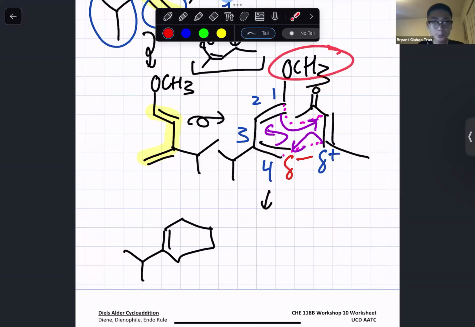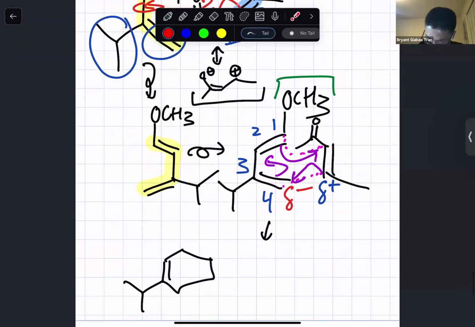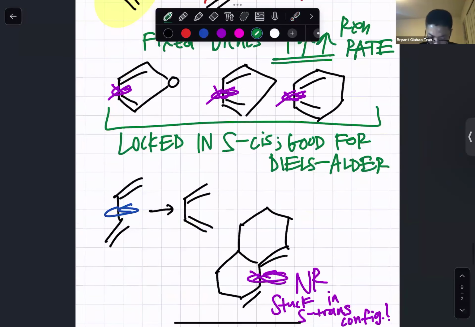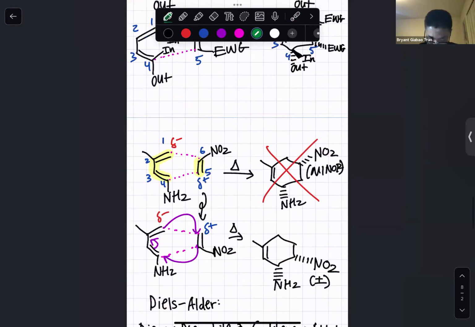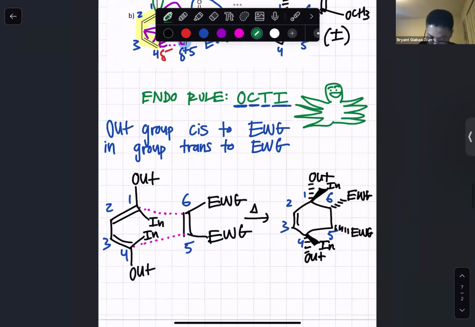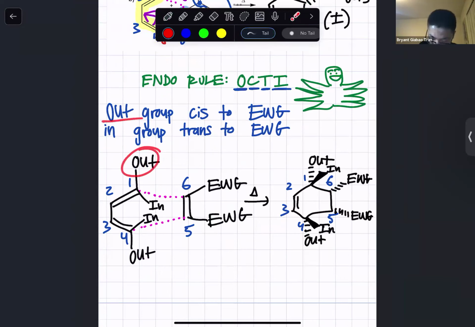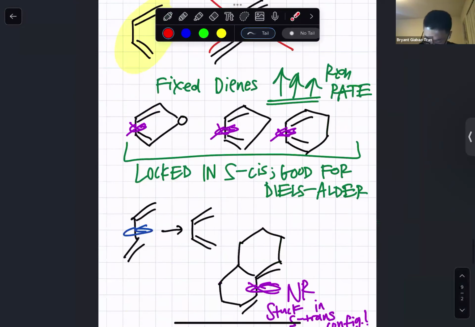Right, so what is this group here? Is this an out group or an in group? Is it going away from the pocket or in to the pocket? This is the pocket right here. So this group here is going to be an out group, right? Because remember when we went over the endo rule, where is the endo rule? Right here. We want the out group cis to the EWG.